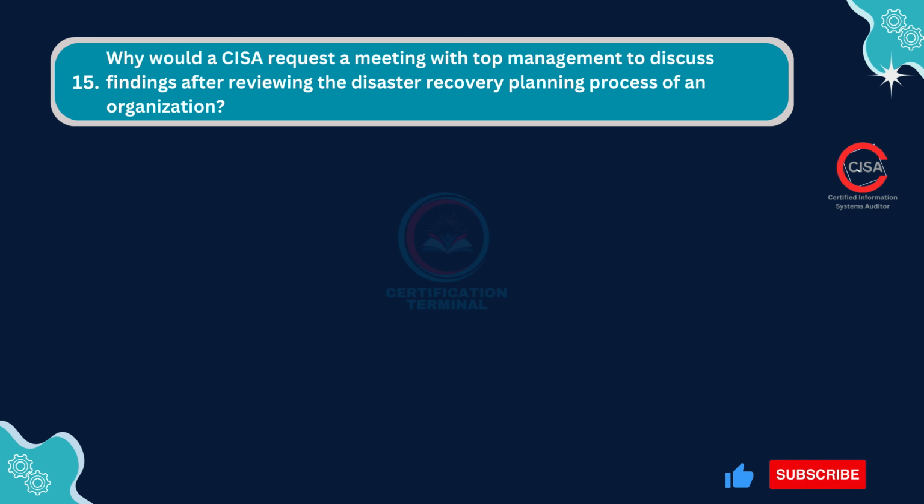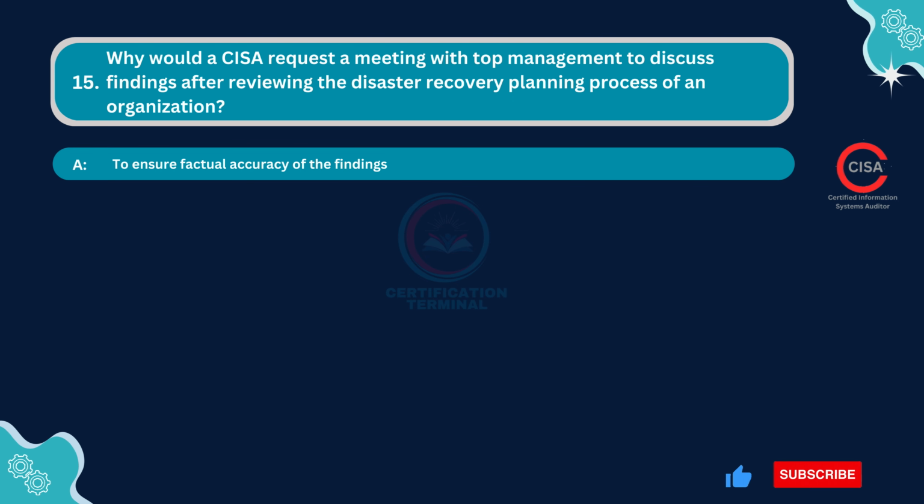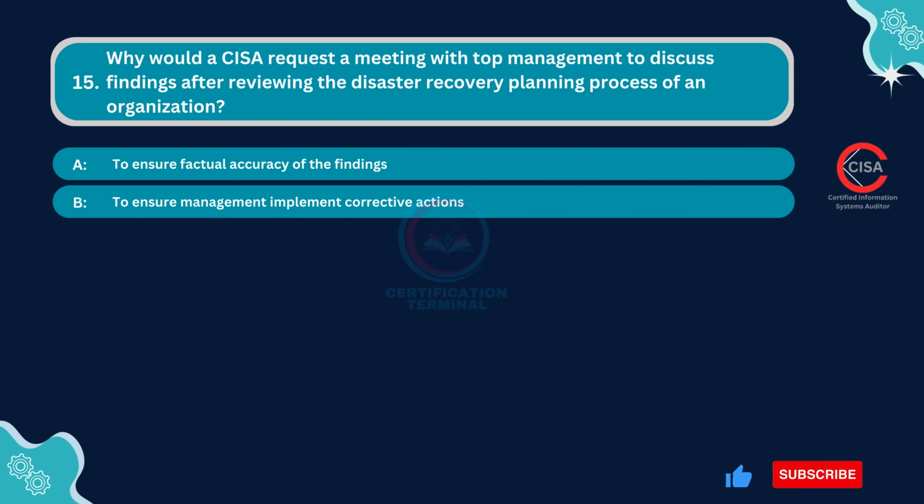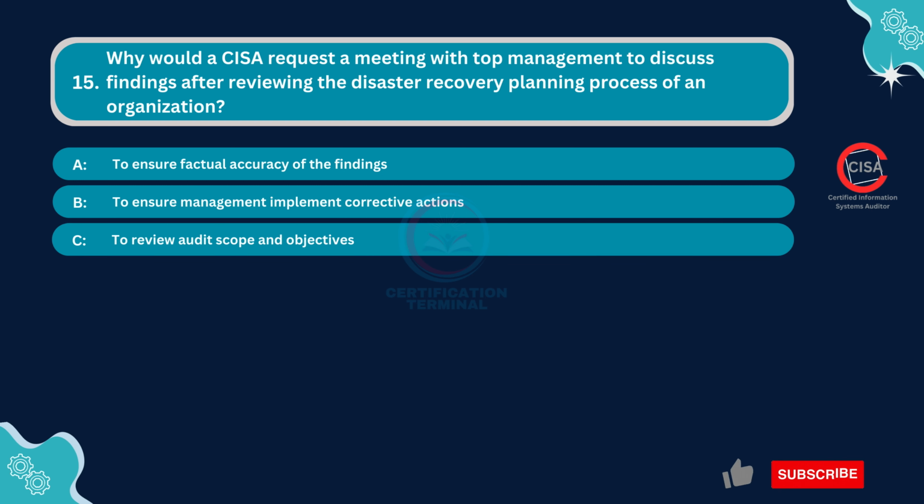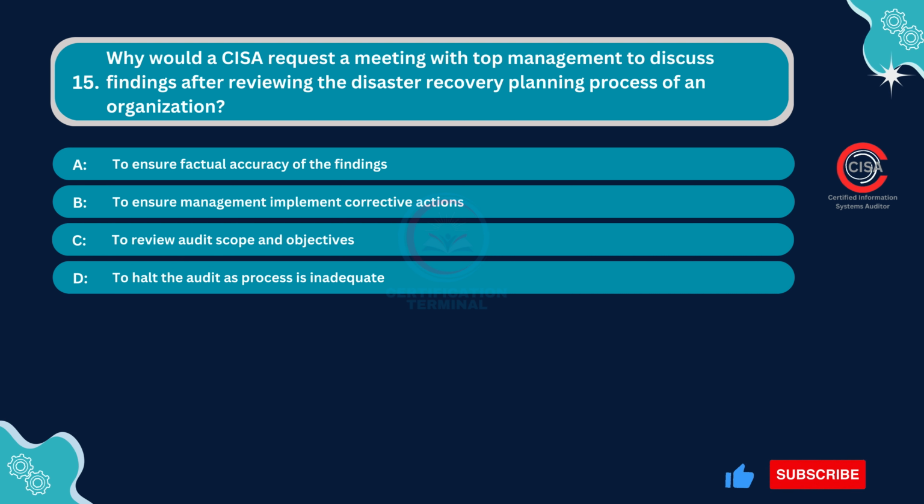Question number 15. Why would a CISA request a meeting with top management to discuss findings after reviewing the disaster recovery planning process of an organization? Option A, to ensure factual accuracy of the findings. Option B, to ensure management implement corrective actions. Option C, to review audit scope and objectives. Option D, to halt the audit as process is inadequate. The correct answer is Option B, to ensure management implement corrective actions.